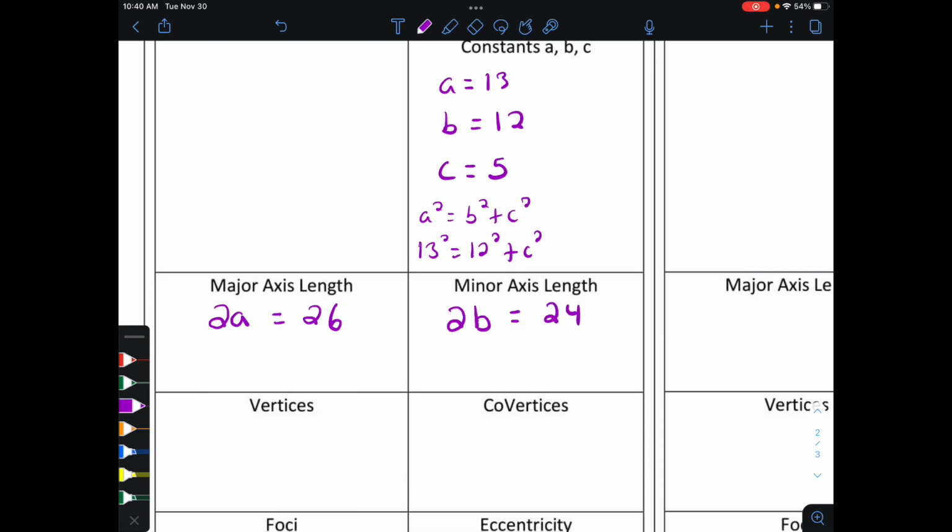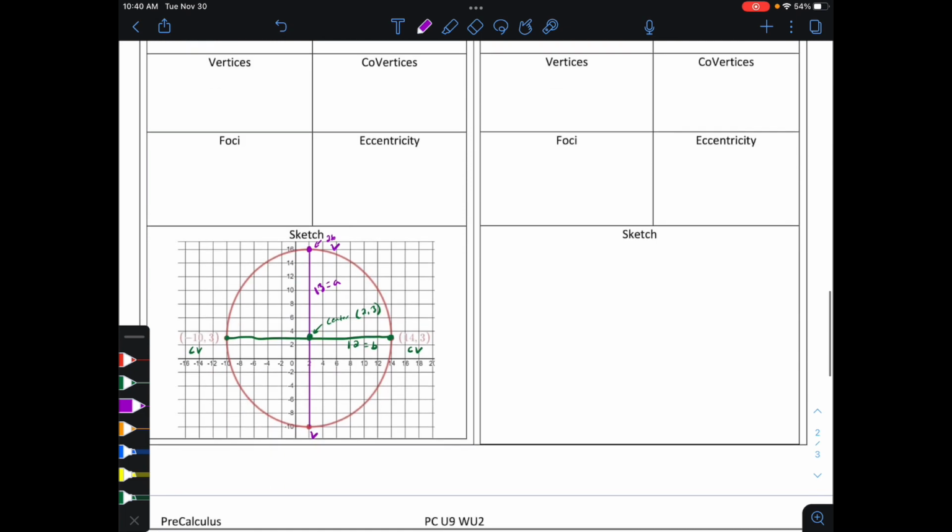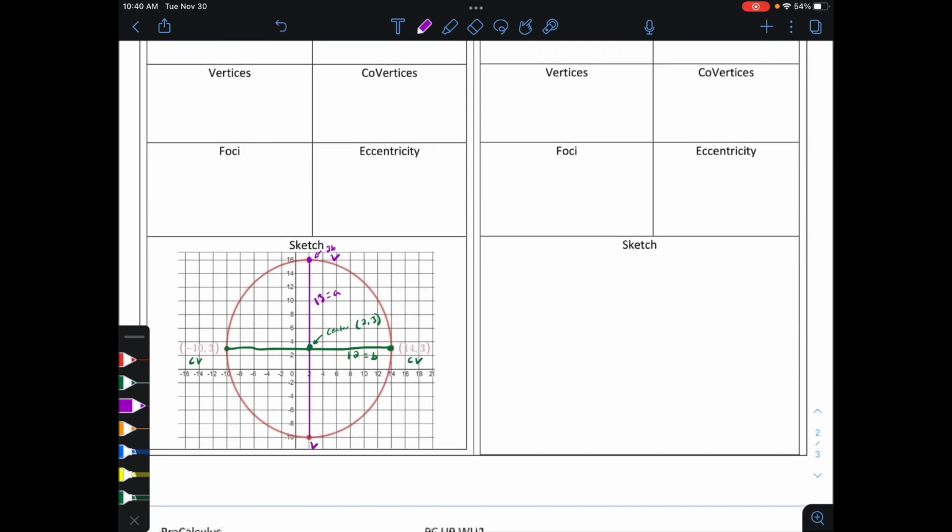All right, vertices and co-vertices. We've identified them graphically. We just need the coordinates. So we have one vertex that's up here at the top, that's at 2, 16, and one that's down here at the bottom, that's at 2, -10. So I'd say 2, 16, and then 2, -10. All right, co-vertices, they are to the right and the left of the center for this one. Those are already identified for me. I'm going to write their coordinates in this block, -10, 3, and then 14, 3.